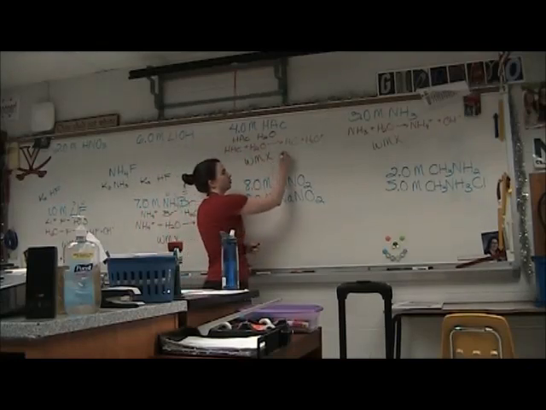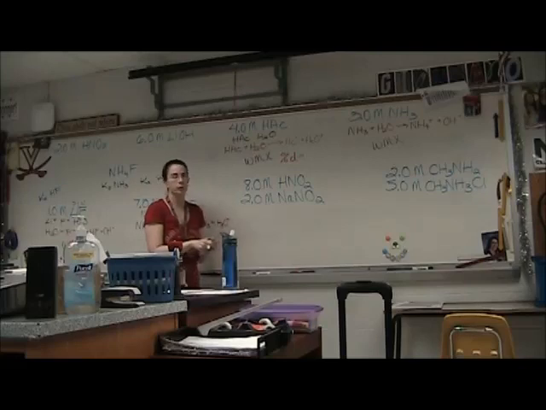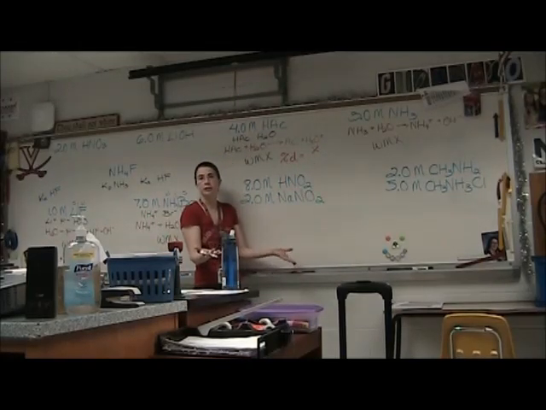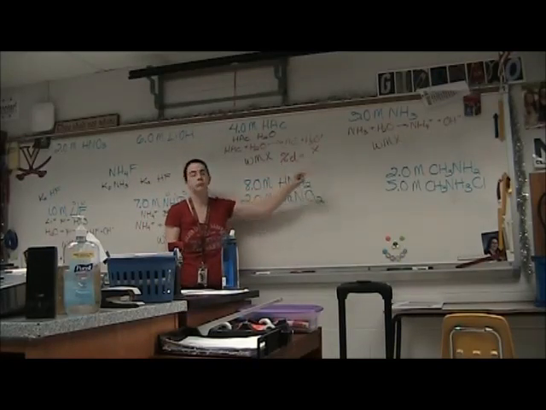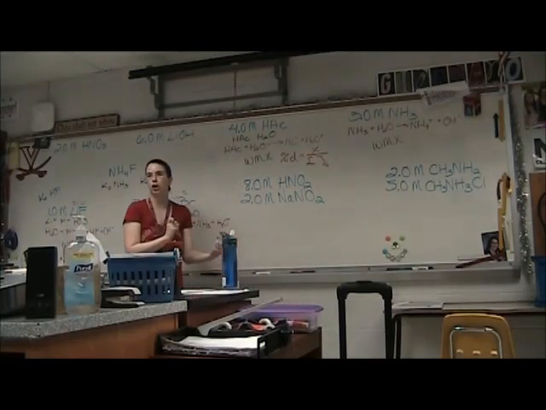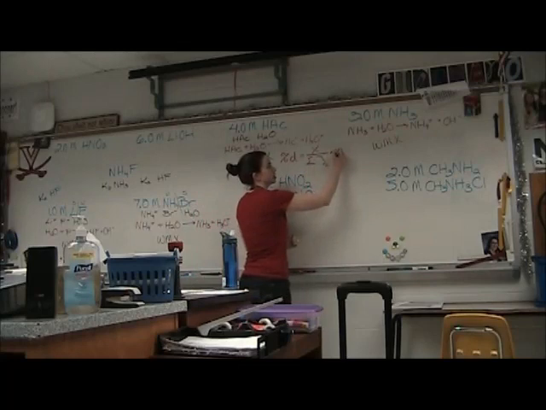Remember, percent dissociation is equal to whatever you solve for x. Remember, in an ICE table problem, you find x, divided by the original concentration, the initial concentration. So in this example, that would be 4 molar, times 100.